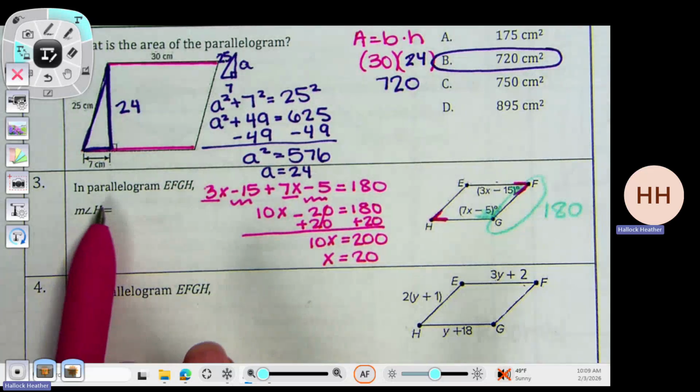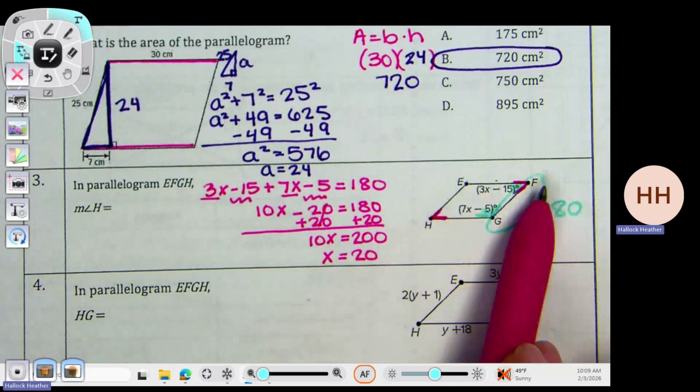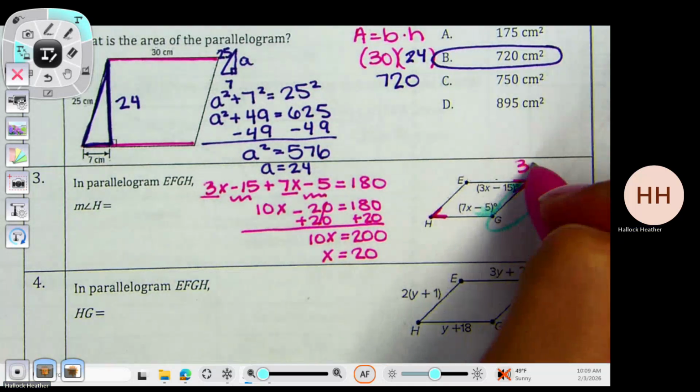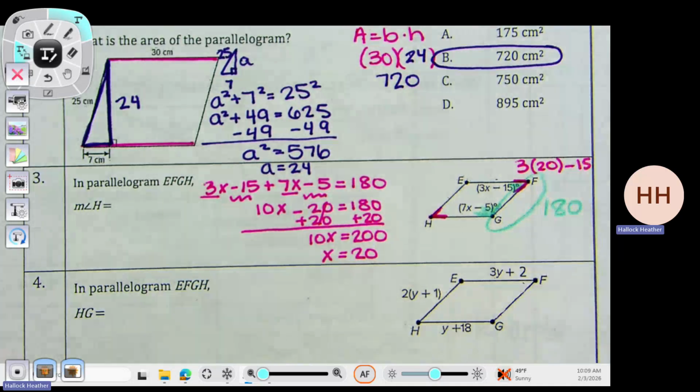But that's not the answer. We have to find H. H is this corner. H is congruent to F. So I'm going to plug it in here. So we're doing 3 times 20, because x is 20, minus 15.